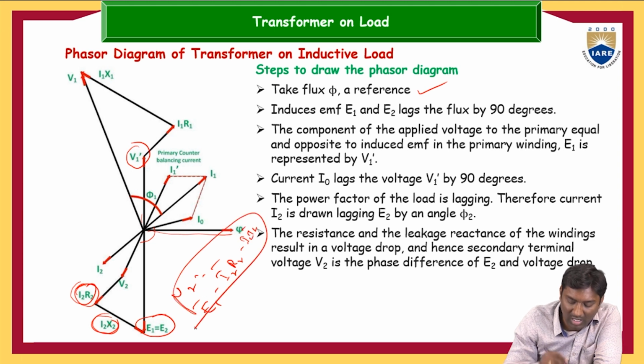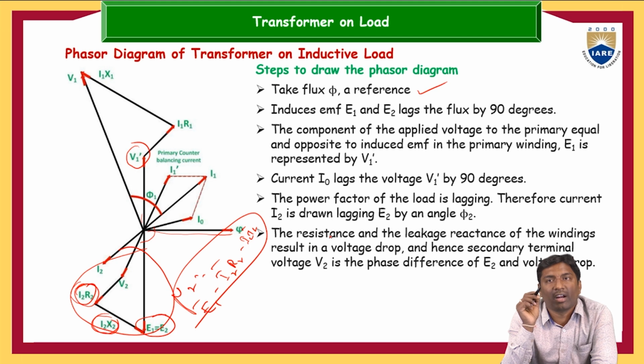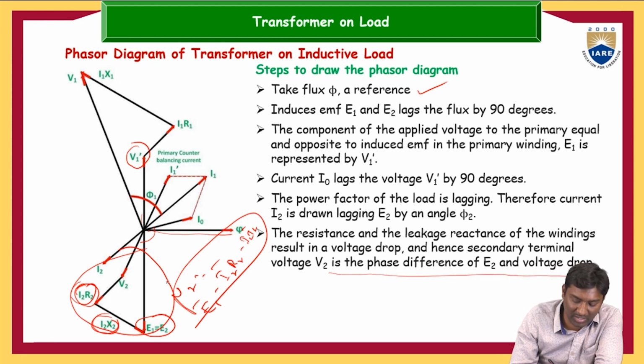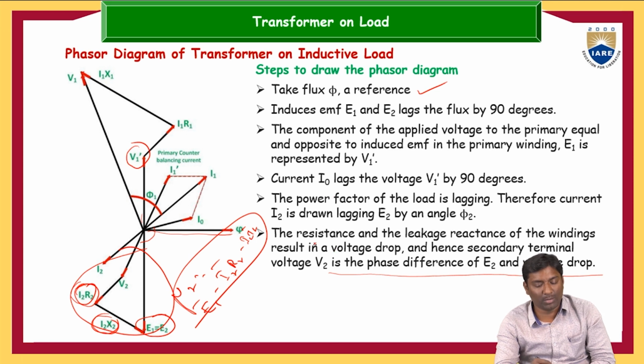So this is the phasor sum according to this step. The resistance and leakage reactance of the winding result in a voltage drop, and hence the secondary terminal voltage V2 is the phase difference of E2 and the voltage drop. The voltage drop is I2 R2 and I2 X2. So that's why you are getting this here. According to these 5 steps we have drawn it.